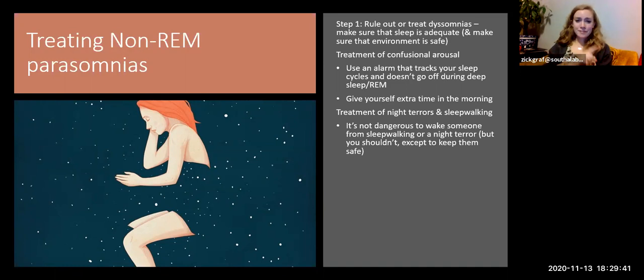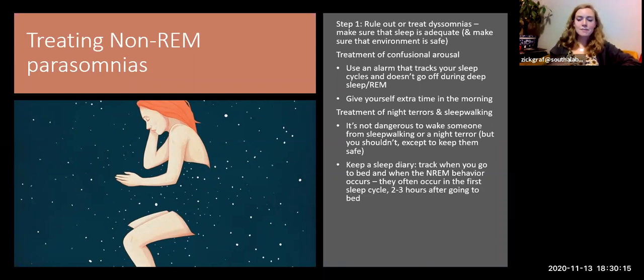So first of all, contrary to what Step Brothers tries to tell you, it's actually not necessarily dangerous to wake someone up from sleepwalking or from a night terror. But you still shouldn't do it because they're sleeping while it's happening, and you don't want to fragment their sleep even further by waking them up. The only reason you would need to wake someone up from sleepwalking is to make sure that they're safe. There's a lot of temptation for parents to wake their kids up from night terrors because they look so upset and distressed when they're happening, but really they're still getting deep restorative sleep. So there's no need to wake them up. It's better to just wait for it to pass.